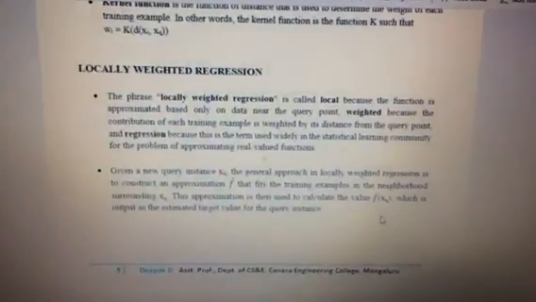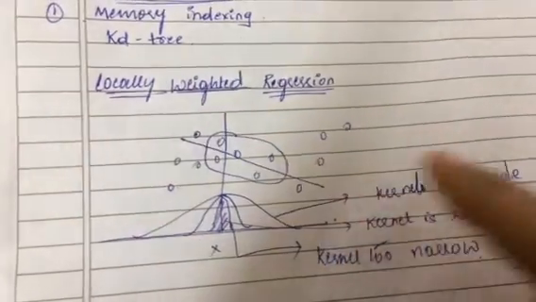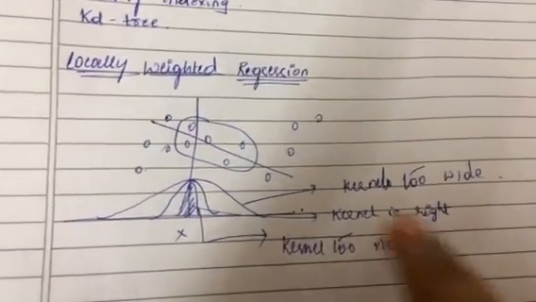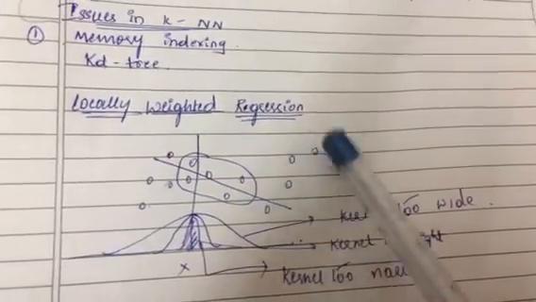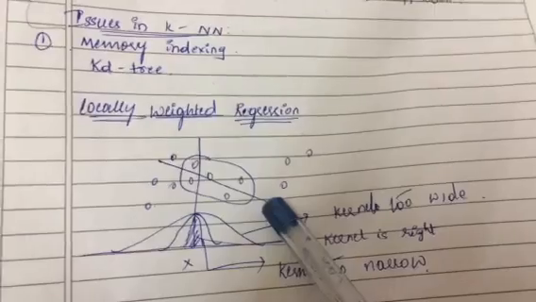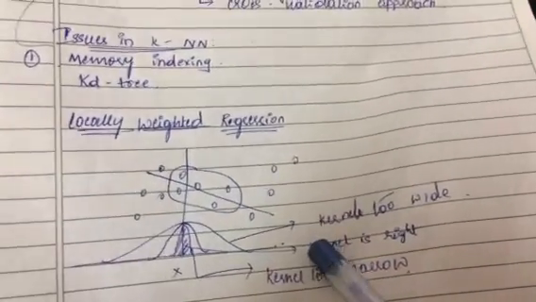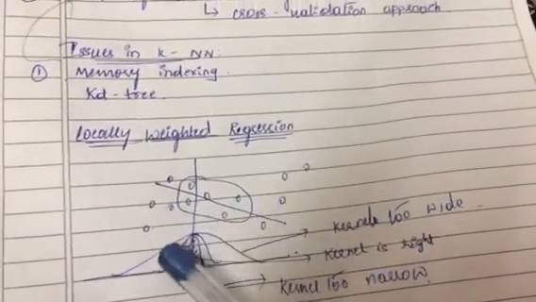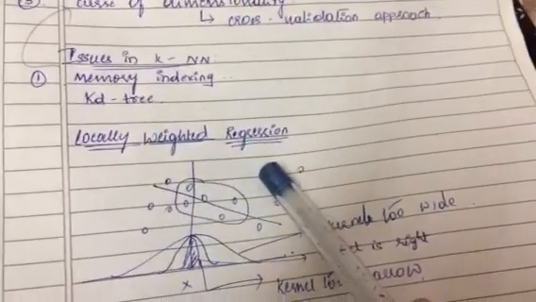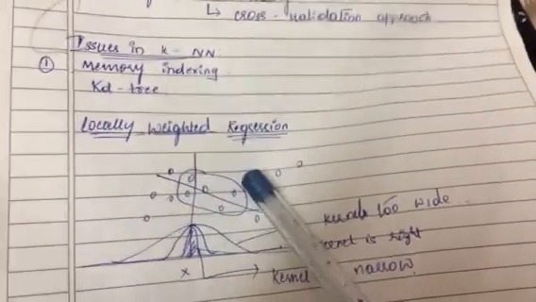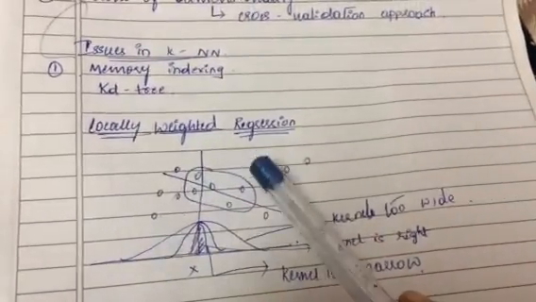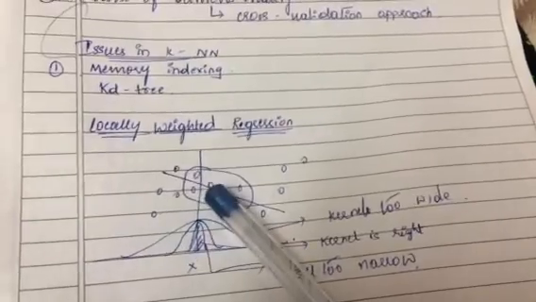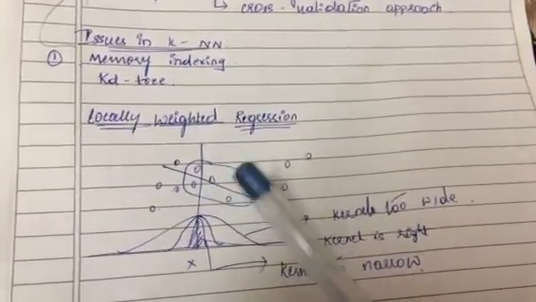So let's understand this by the diagram. This is a diagram of a locally weighted regression. Here you can see that all these circles I have drawn are data points. If I draw a line like this and perform a classification using linear regression, this linear line is not going to classify it properly. So that's why we are going for a locally weighted regression.